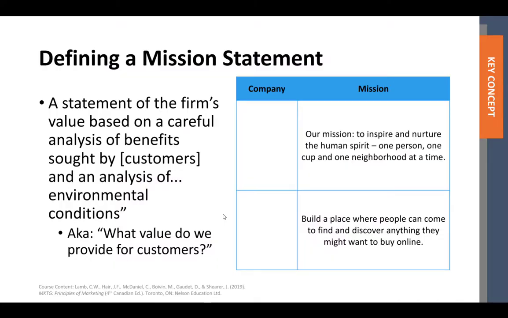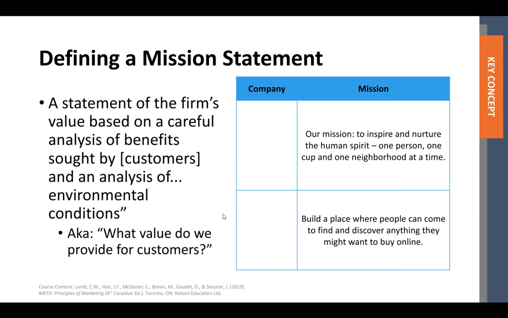Corporate planning. Defining a mission statement. So, a statement of the firm's value based on careful analysis of benefits sought by customers. Really, what value do you think we can provide to customers? And the better that we can make this very clear and go after a single mission, likely the better we're going to be able to also capture value, which is really important for defining what marketing is.